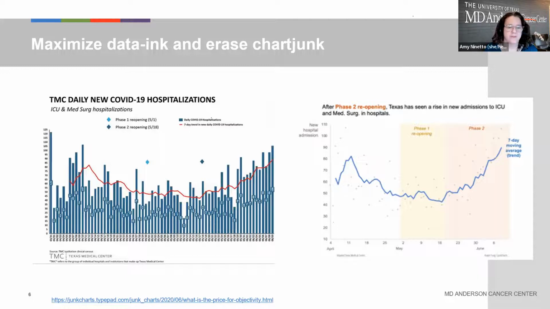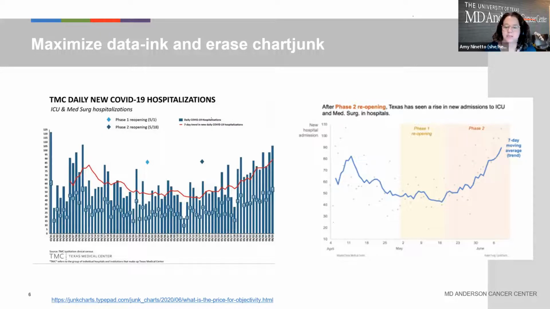Another thing you might not have even noticed on this graph are these 2 diamonds. These diamonds actually indicate the phase 1 reopening in 2020 in May, and then the phase 2 reopening. And I think what the chart is trying to show is that its story is that the reopening increased cases or increased hospitalizations. But you can see that that's really hard to make out in the clutter of all these data.